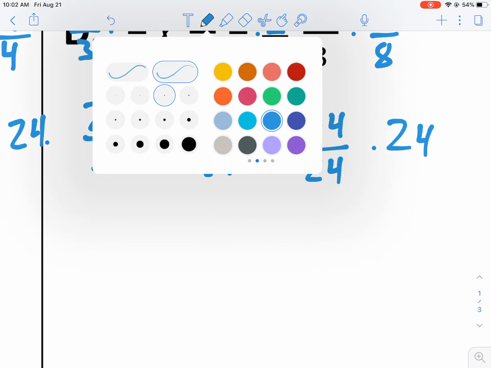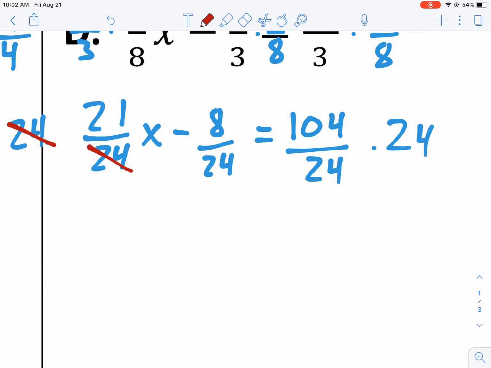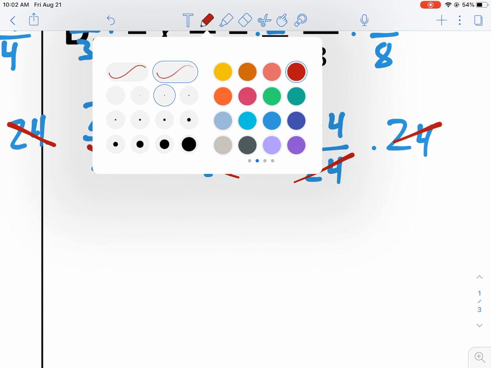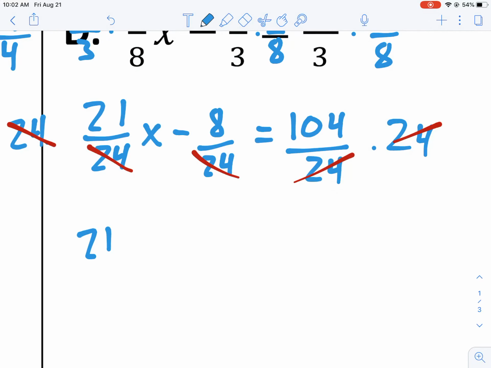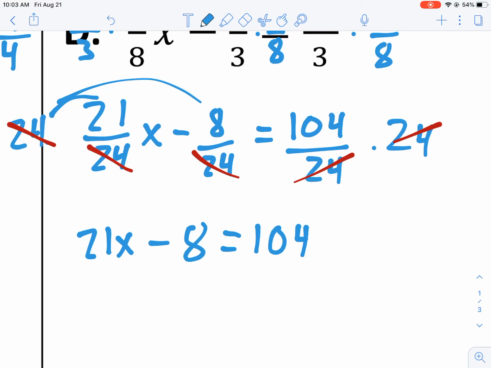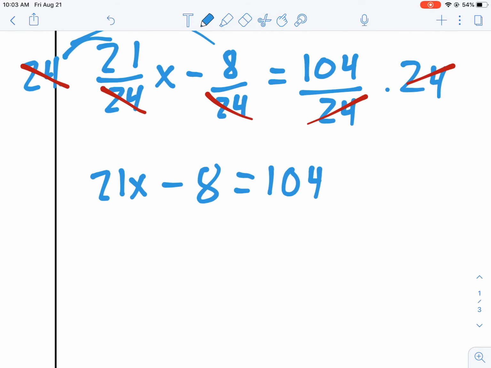So this 24 right here cancels out with these 24s. This 24 cancels out with that 24. And basically what happens is you're just left with your numerators. So if you don't like fractions and you want to get rid of them, find a common denominator, and then you can basically just get rid of that denominator. If we multiply by 24 on both sides and distribute here, all our denominators canceled, and now we can just solve.